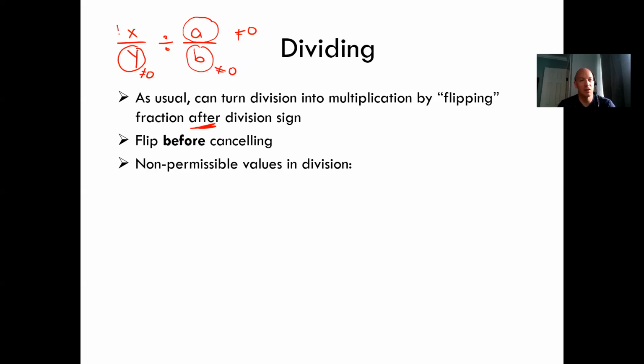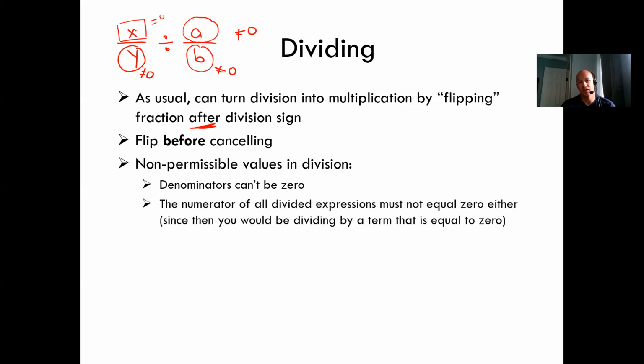The only thing that's allowed to be equal to 0, that's okay. That's fine. There's no problem if x is equal to 0, because 0 divided by is not a problem. So keep in mind that when you're doing division, non-permissible values, you cannot have denominators be 0, and you cannot have the numerator of all the divided expressions. Only the first numerator, because that's not the actual division.